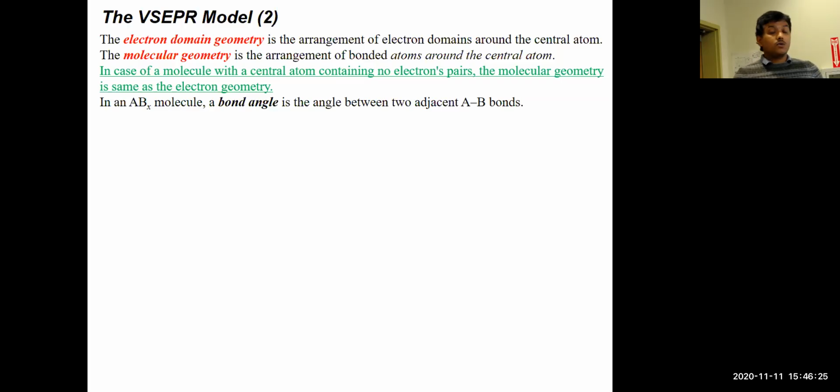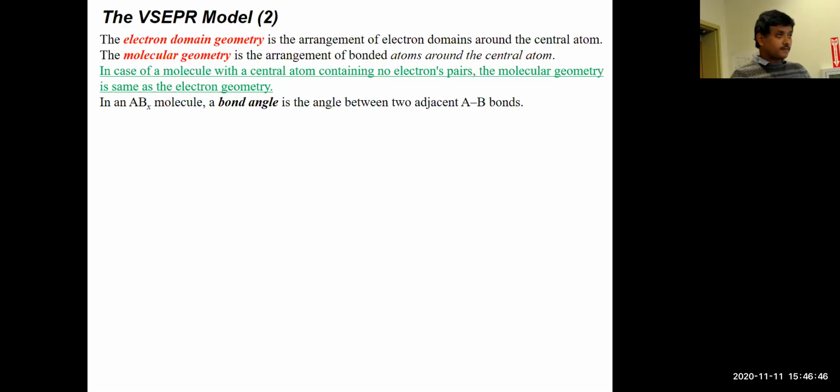So in this slide, we are going to discuss the cases where electron geometry is the same as molecular geometry, because there are some molecules whose central atom does not have any lone pairs. In those cases, the electron geometry is going to be the same as molecular geometry.